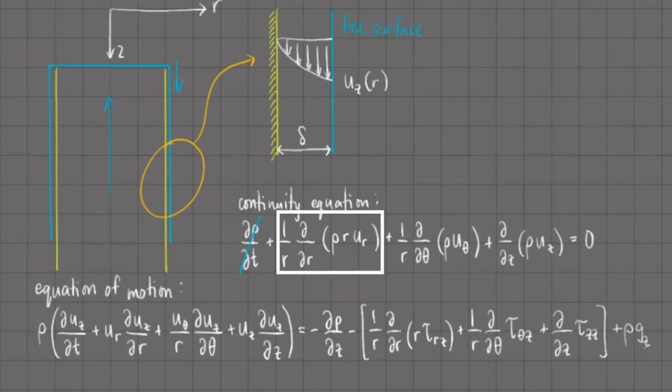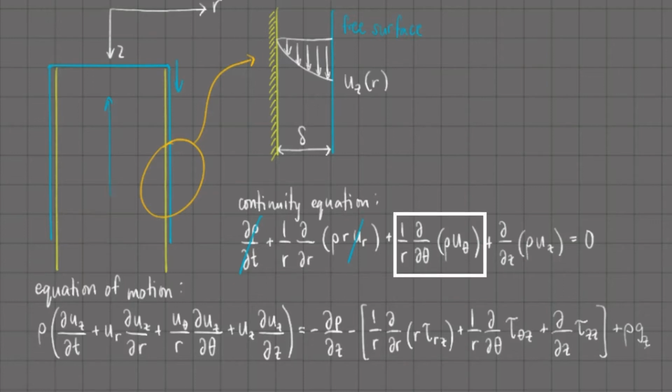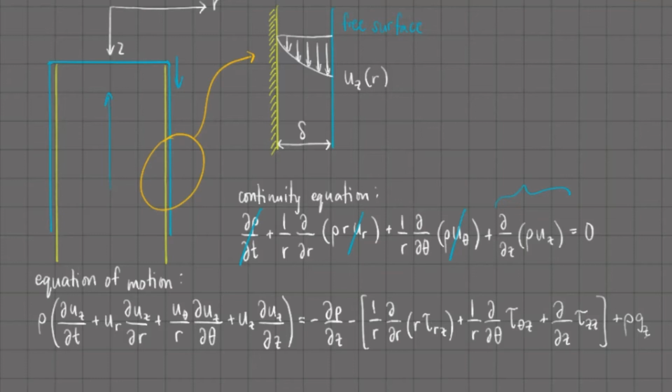Our second term is also 0 because of our assumption of unidirectional flow. That means that the radial component of the velocity is equal to 0. The next term is also 0 because we don't have a rotational component of the velocity. Thus, we are only retaining the final term of the continuity equation, the one pertaining to the axial component of the velocity. Thus, our continuity equation simplifies to the partial derivative of density times u sub z with respect to z equal to 0. We are going to use this simplification of the continuity equation in conjunction with the equation of motion.